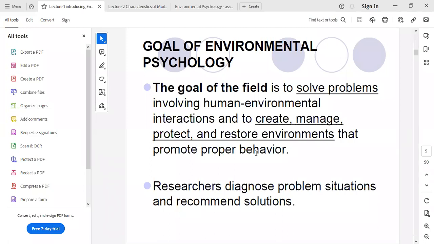So some of the goals of environmental psychology are to solve problems involving human environmental interaction, and to create, manage, protect, and restore environments that promote proper behavior.